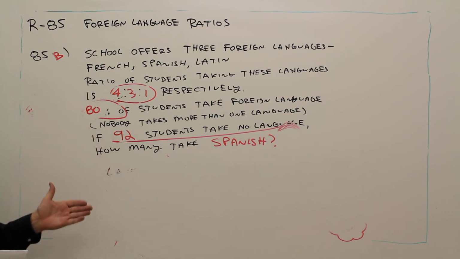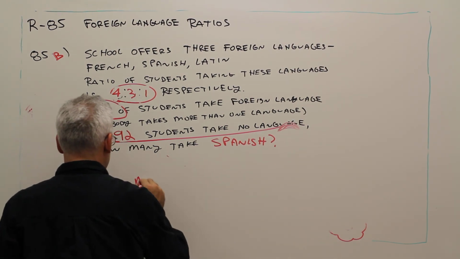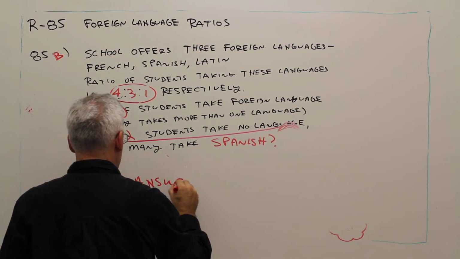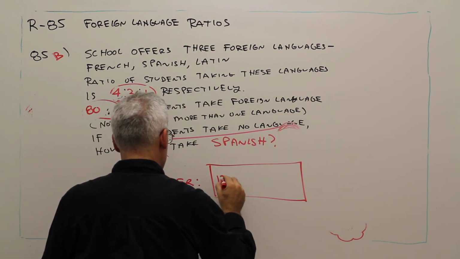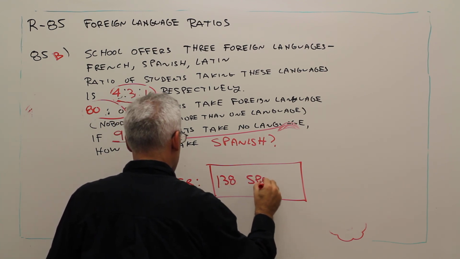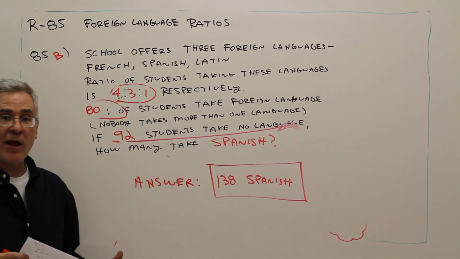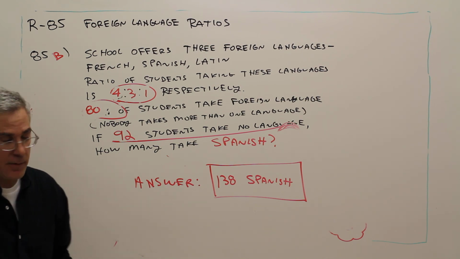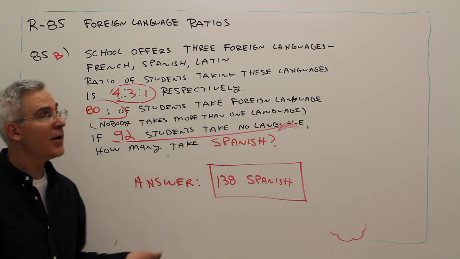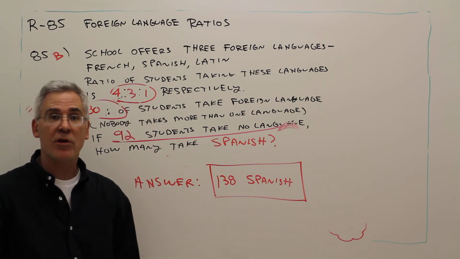Okay, so try to work out problem 85B, and I'll write down the answer momentarily. 138 students take Spanish, and that's the answer for problem 85B. So there you have it, how to solve problems involving foreign language and ratios.